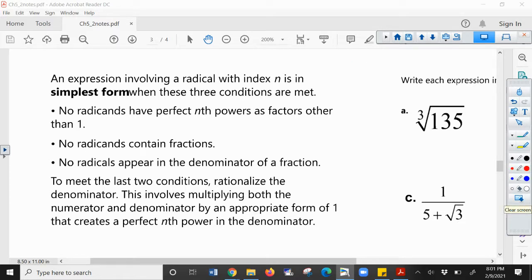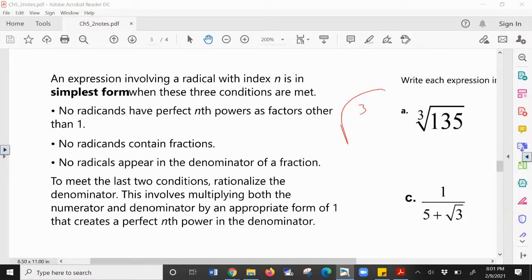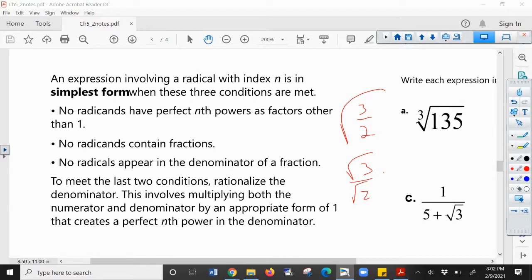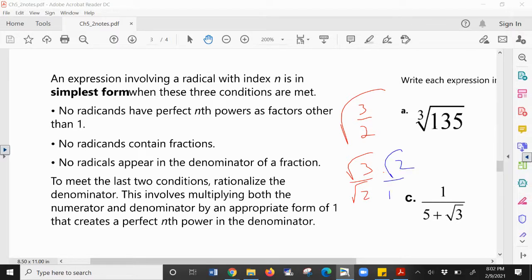Second, no radicands contain fractions, and we did that already. So you can't have the square root of 3/2, for instance. I'm just using the square root because it's easier to understand. Remember that we had ways of changing the square root of 3/2 and rationalizing like this. So we did this kind of work before. Now we're just expanding it.